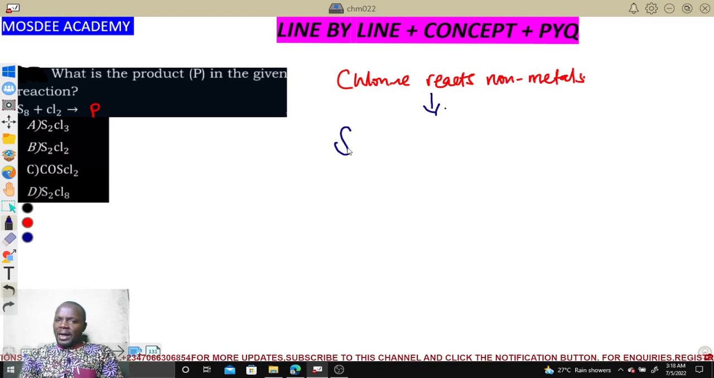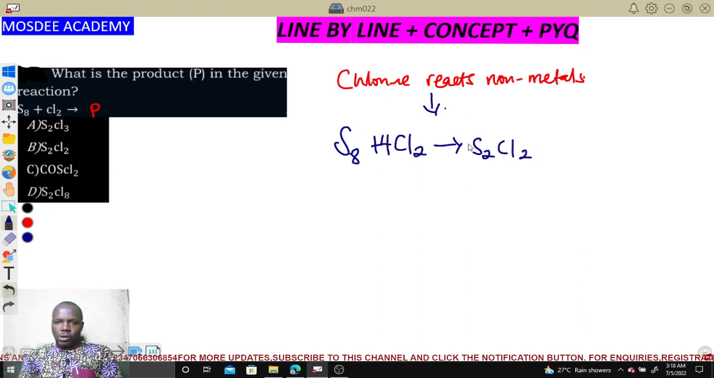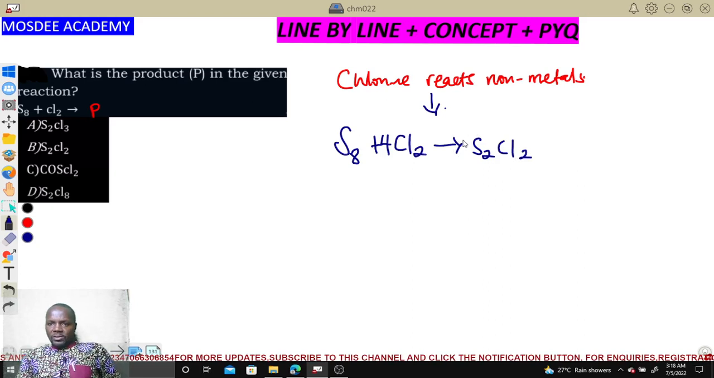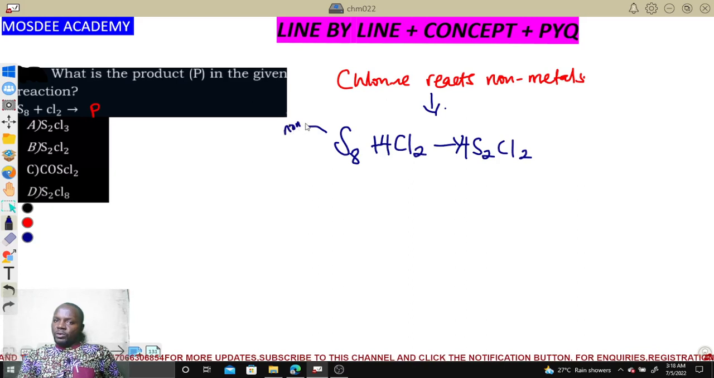Now, when chlorine reacts with sulfur, it is 4 moles of chlorine to give you S2Cl2. So this is the way we do it, and this is also going to be 4. So this is the way it reacts with sulfur. Sulfur is a non-metal. Chlorine is also a non-metal. So chlorine reacts with non-metals.